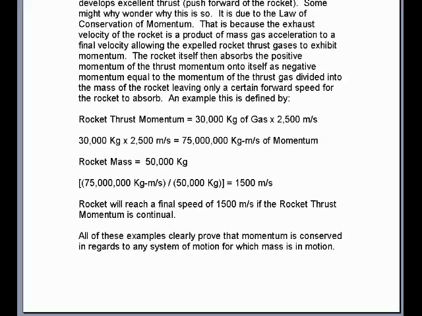So when we multiply those two out, that's 75 million kilogram meters per second of momentum. The rocket mass is 50,000 kilograms. So when we divide the 75 million kilogram meters per second of thrust momentum into the mass of the rocket, 50,000 kilograms, that translates to a rocket forward speed of 1,500 meters per second. The rocket will reach a final speed of 1,500 meters per second if the rocket thrust momentum is continual. All of these examples clearly prove that momentum is conserved in regards to any system of motion for which mass is in motion.